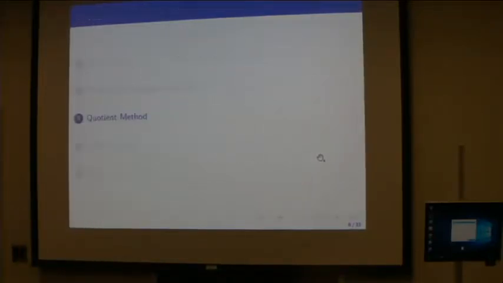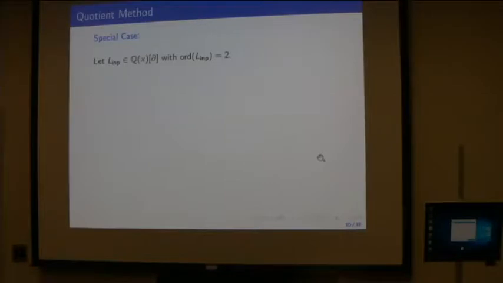Okay, so now I can start talking about our first algorithm, the quotient method. First of all, we have this input differential operator, which has order 2.